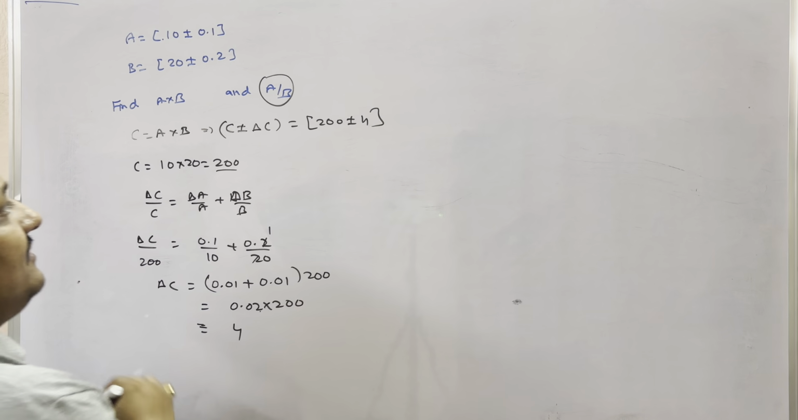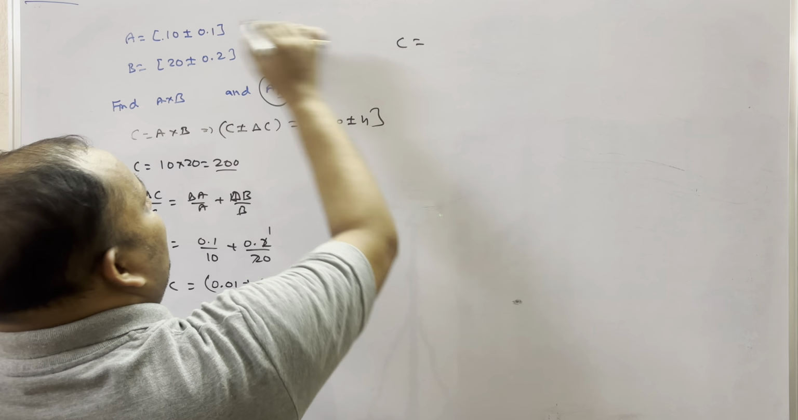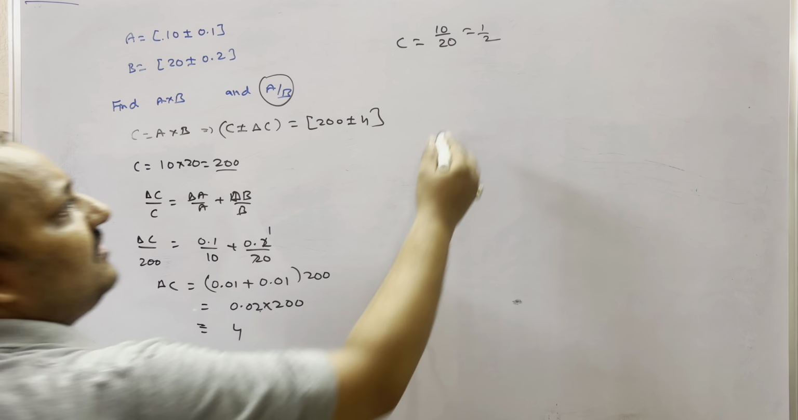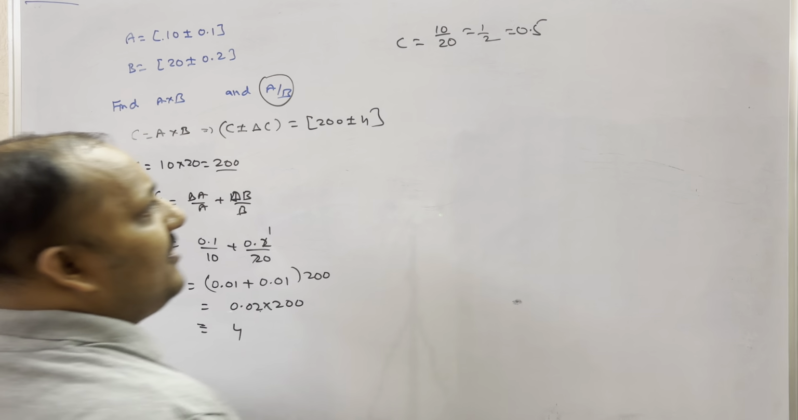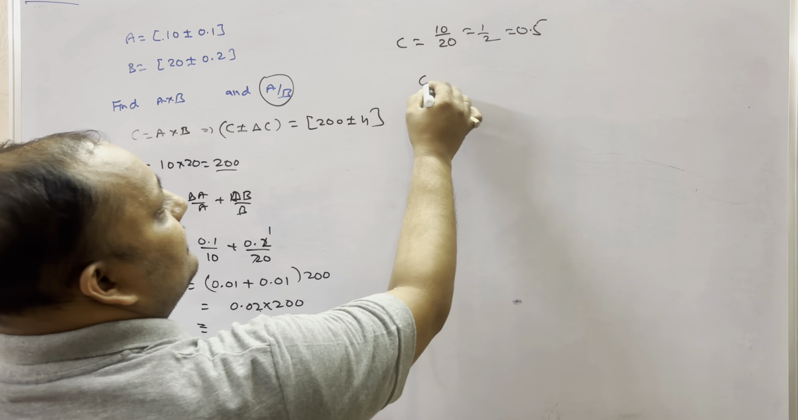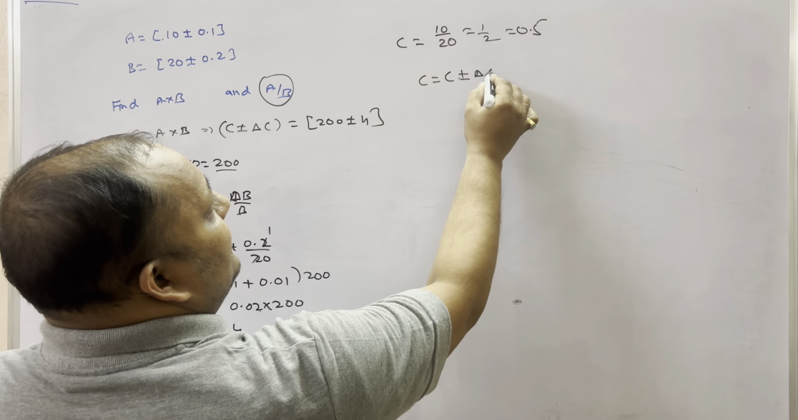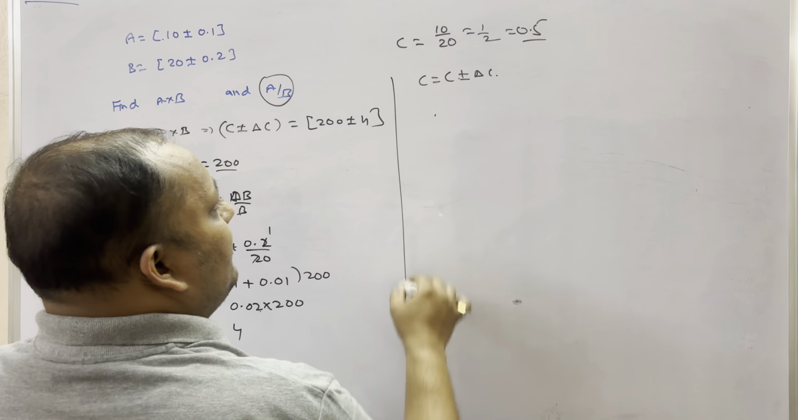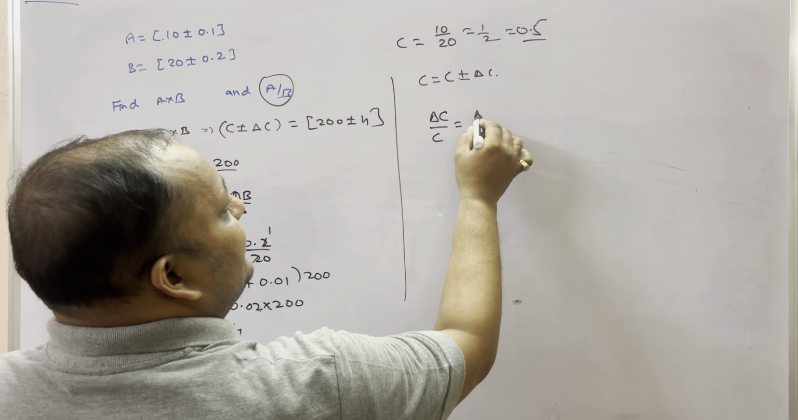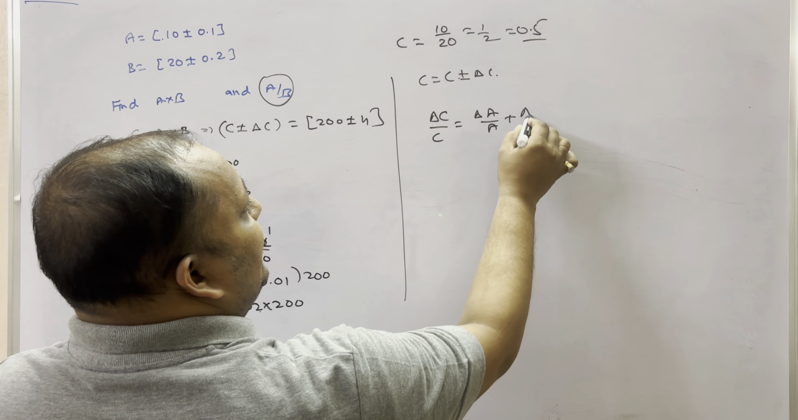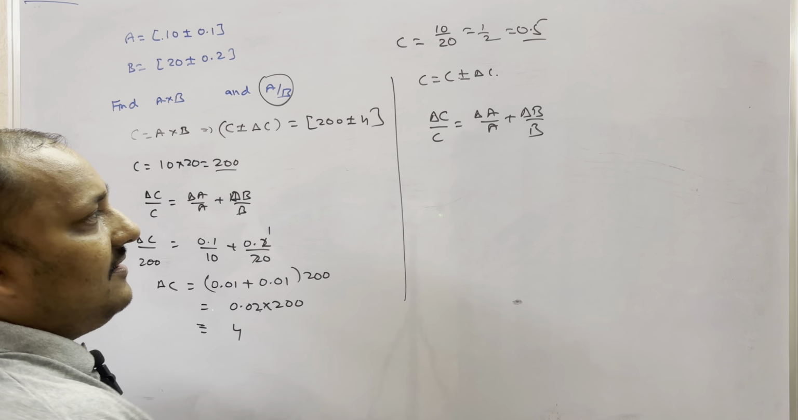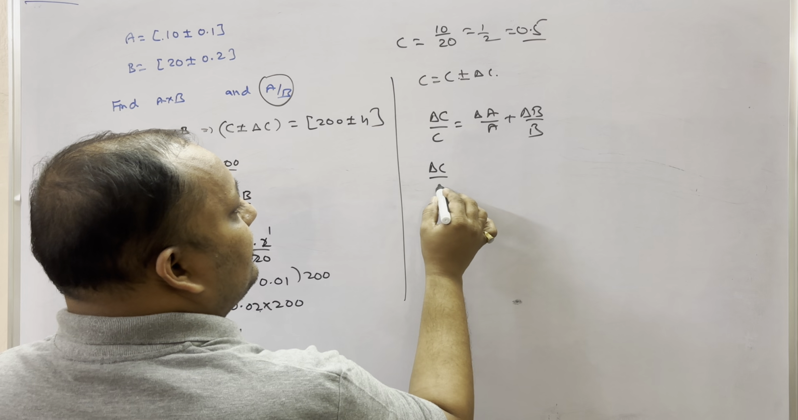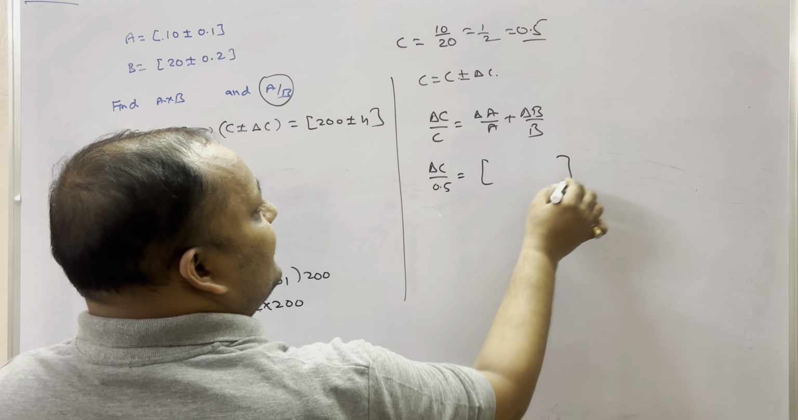Now what is A by B? What is A by B means C is going to be, what is the A value? 10 by 20, so 1 by 2. C value is 1 by 2, otherwise we can write 0.5 also. Now what is delta C? C is equal to C plus or minus delta C. C value we already got. How will you get delta C? Delta C by C equal to, again the same. For both multiplication and division, you have to follow the same thing. But what do you write for C here? C is going to be 0.5. So this value will be the same.